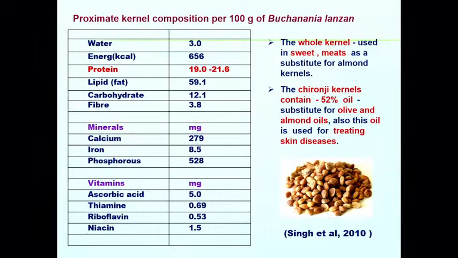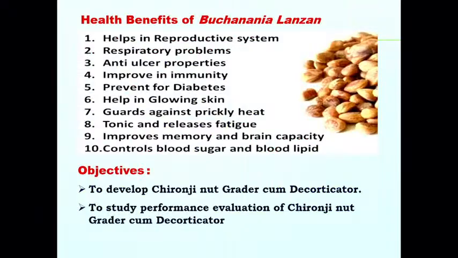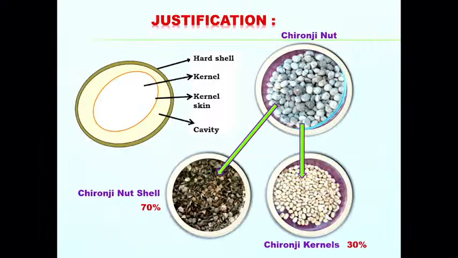So, protein content is high. It is used in sweets, and there is 52% oil content, which can be used as a substitute for almond oil. Now, regarding my work objectives, first we developed it, and then we studied the performance evaluation. So this is the justification of the work.